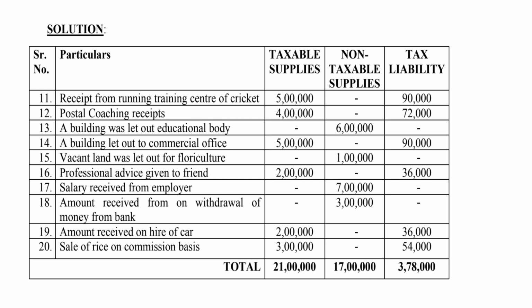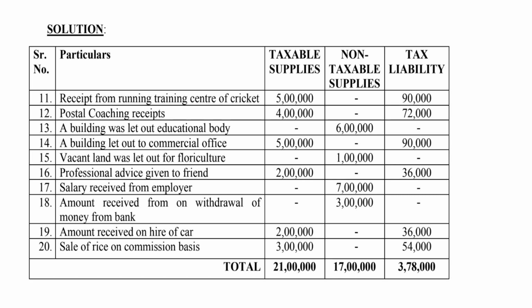The next is a building let out to commercial office. So it is obviously a taxable supply. So tax liability here is 90,000. Then vacant land was lent out for horticulture. So here the vacant land is lent out for horticulture, so it is a non-taxable supply. So 1 lakh will come in your non-taxable supply.